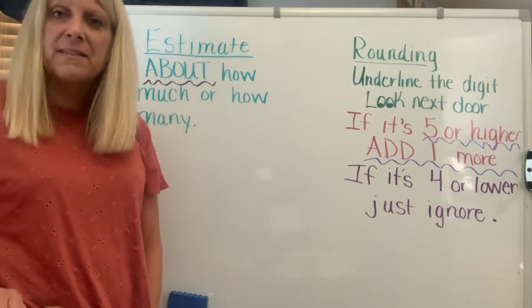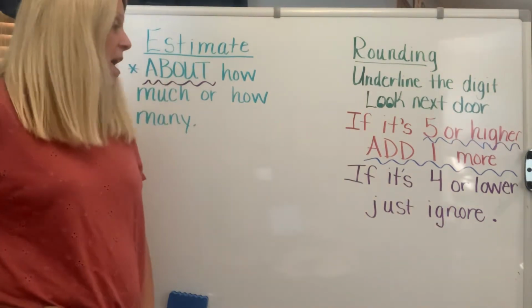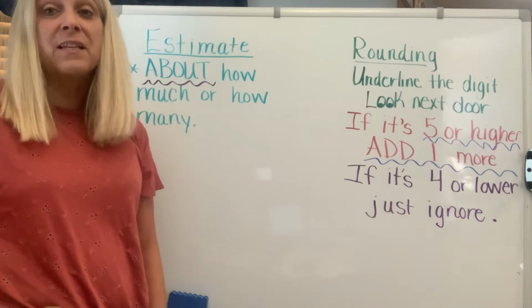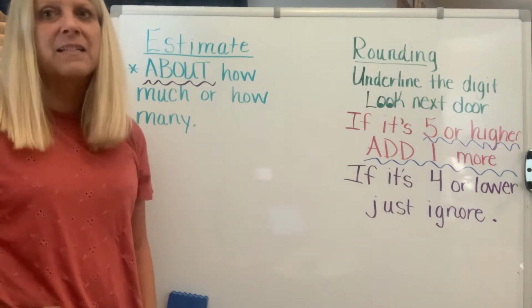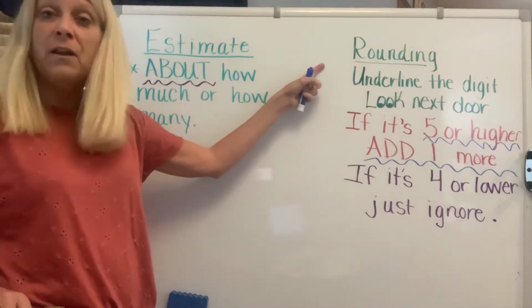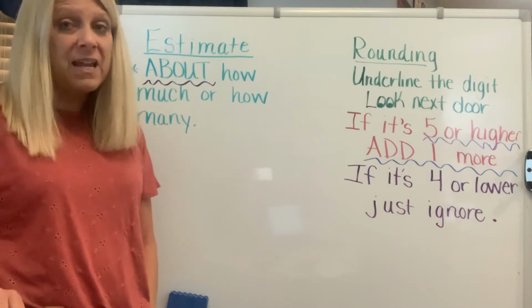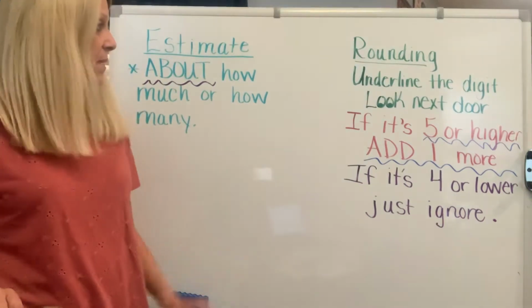We are asked to estimate. An estimate tells about how much or how many. It tells us close to the exact amount. To estimate, we can round numbers. There are several different ways to round numbers, but today I'm going to tell you my favorite.